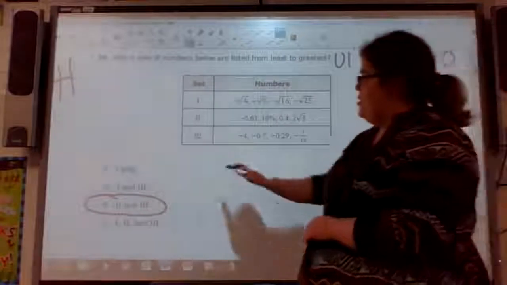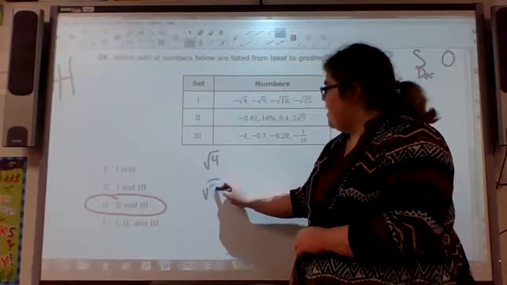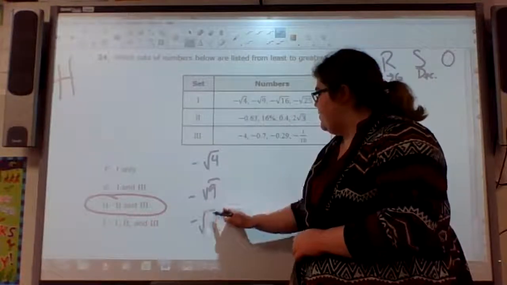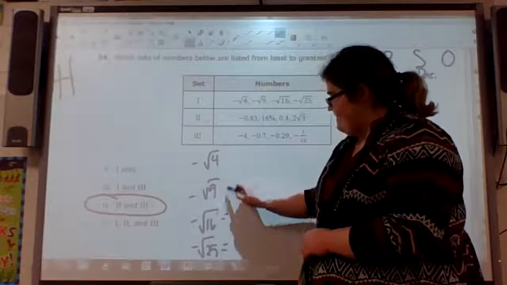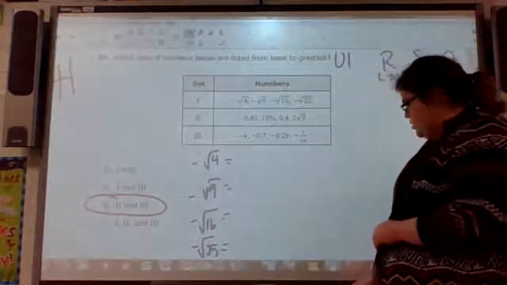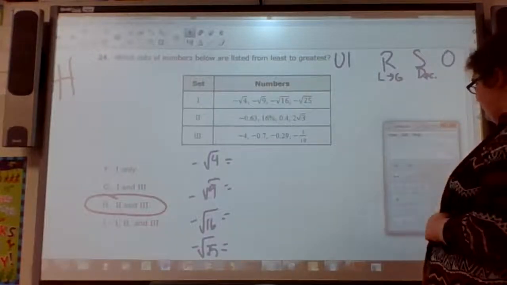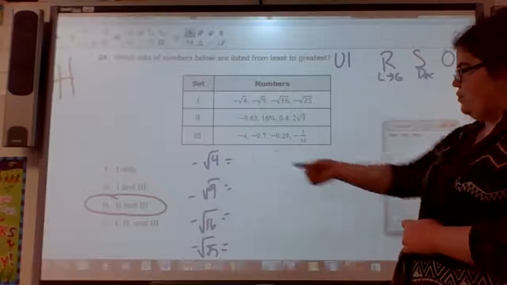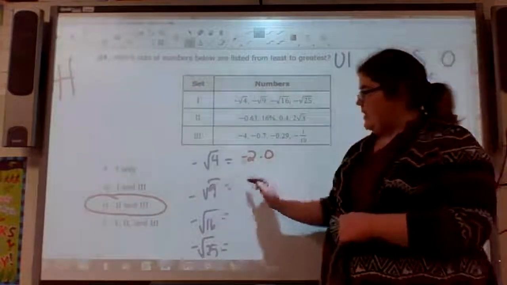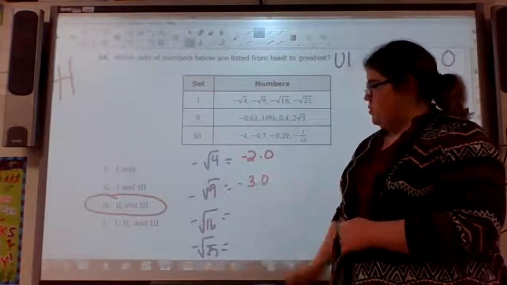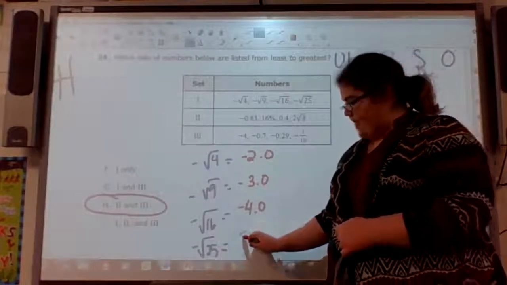So set 1. For this, we have square root of 4, square root of 9, negative square root of 16, negative square root of 25. I'm going to make them all decimals. The square root of 4 is 2. It says it's a negative 2. Square root of 9 is 3. Square root of 16 is 4. Square root of 25 is 5.